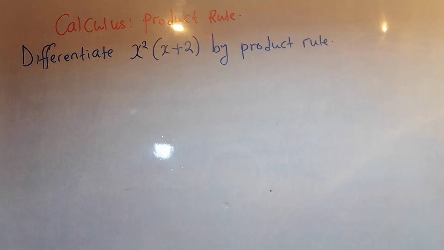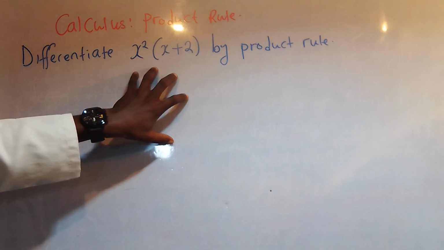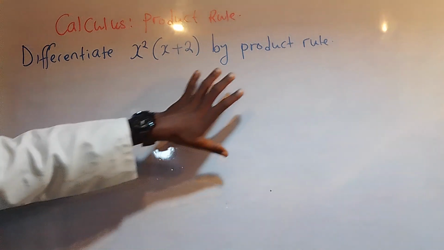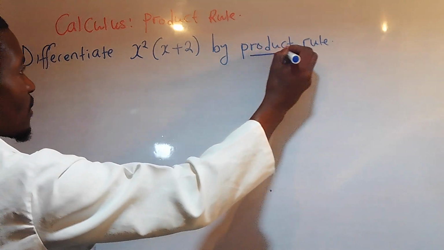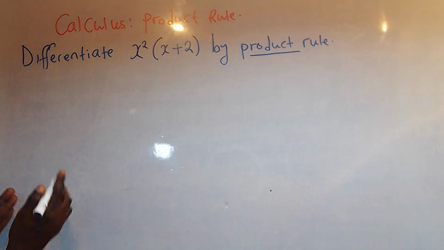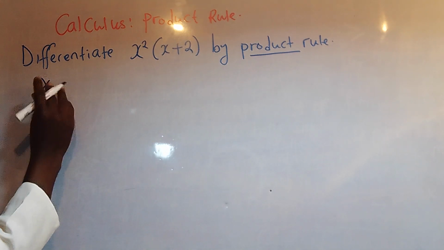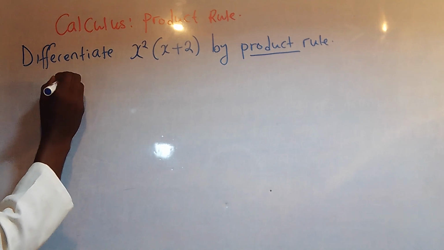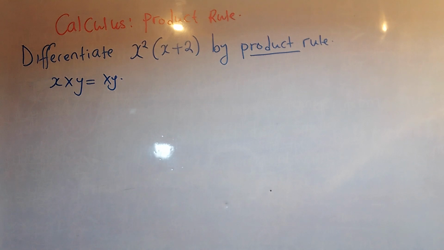What you can see on the board now is this polynomial: differentiate x squared, open bracket, x plus 2, by the product rule. By product, we mean that if you have, let's say, x multiplied by y, you're going to get xy. That is basically what you'll be looking at.